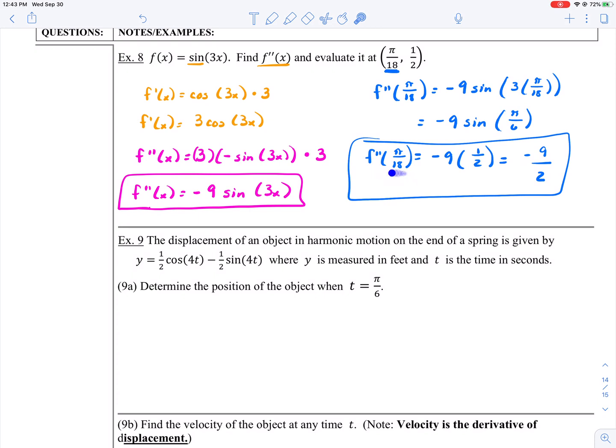The notation is very important here. So this has a pi over 18 in it, right? But this is still just my x.